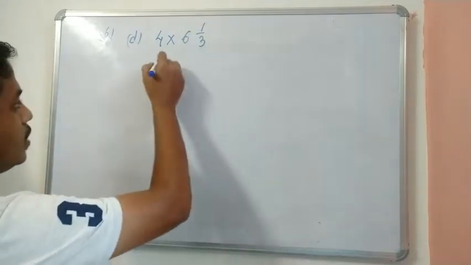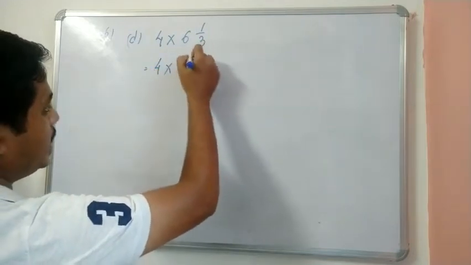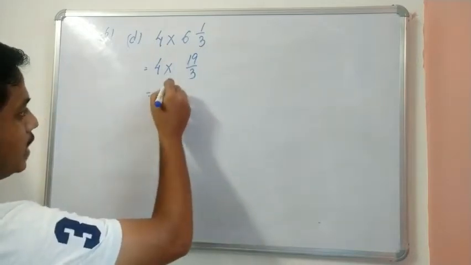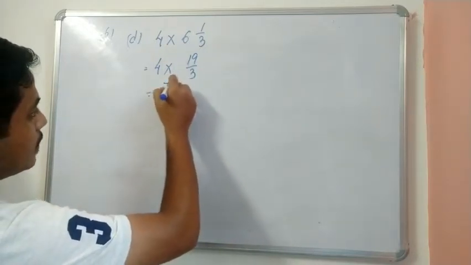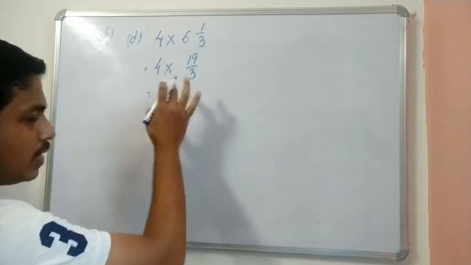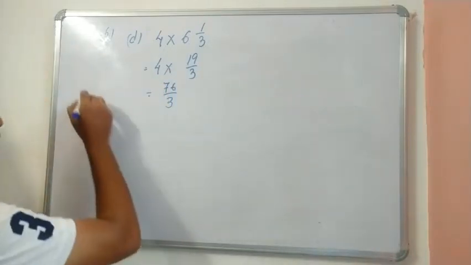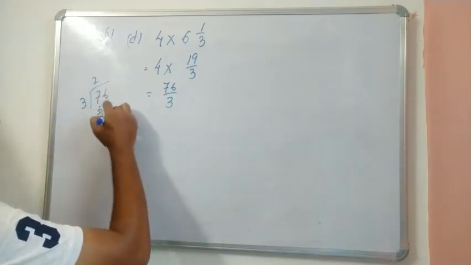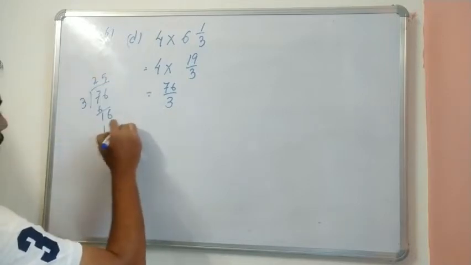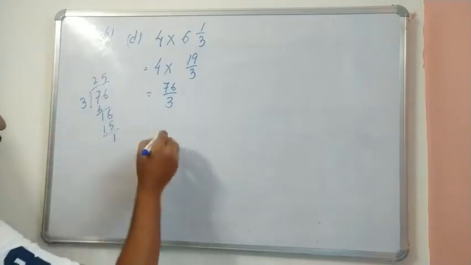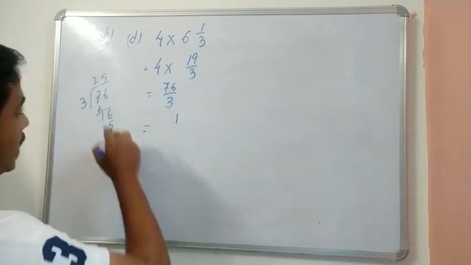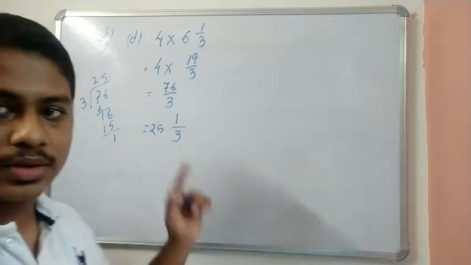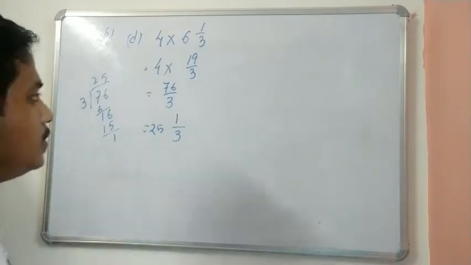Firstly you have to convert this into an improper fraction. 6 3s are 18, plus 1, so it is 19 by 3. Then you multiply 4 into 19, it will be 76 divided by 3. Now convert this into a mixed fraction. 76 divided by 3: 3 25s are 75, so the remainder is 1. Change the position: 25 will come to the side, 1 will go up and 3 will go down. So this is your mixed fraction, 25 1 by 3.